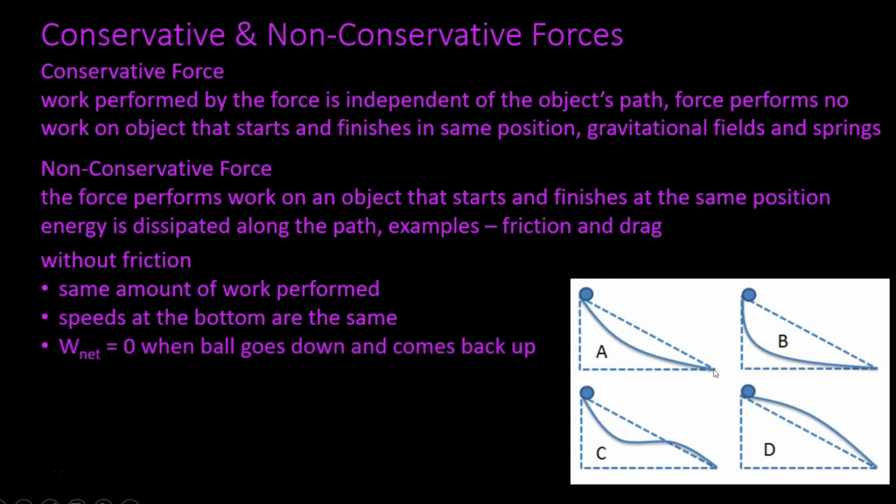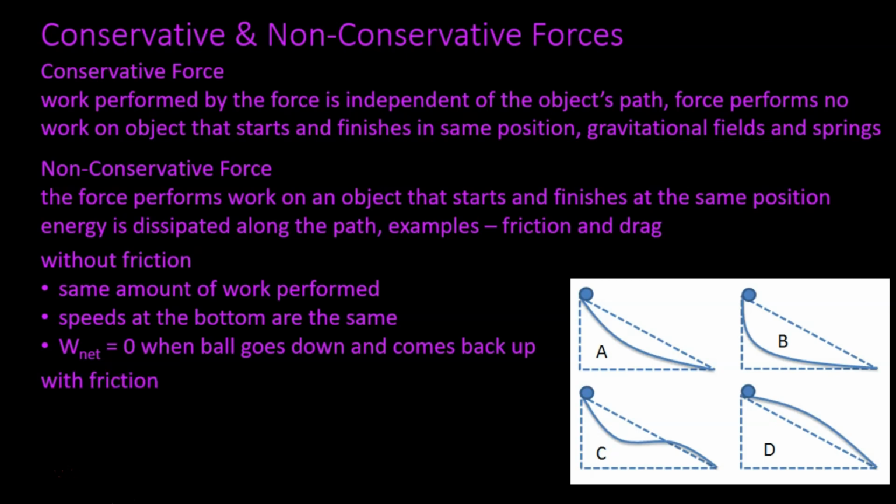If we take the ball when it reaches the bottom of the ramp and we push it back up to the top, we'll find that the amount of work performed on the ball to move it back up to the top is equal in magnitude to the amount of work the gravitational field performed on the ball to move it to the bottom of the ramp. These works are in opposite directions, so when we return the ball back to its original position, the net work performed on the ball is 0. And that's what we mean by this definition up here. A conservative force performs no work on an object that starts and finishes in the same position.